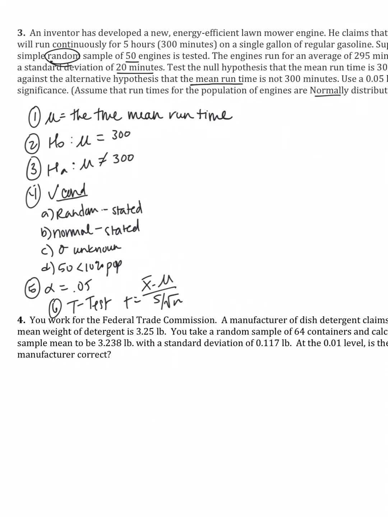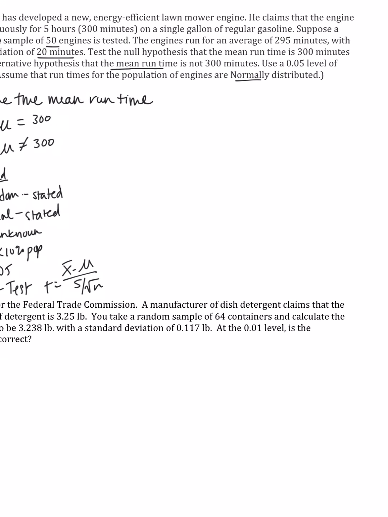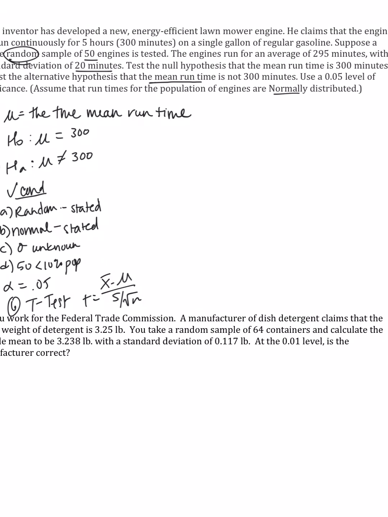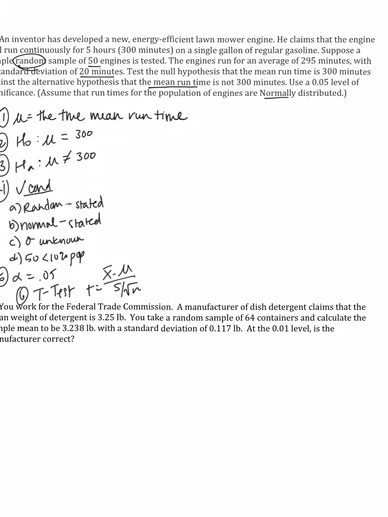All right, for step 7, we have our x bar right here. The engine ran for an average of 295 minutes. That's x bar, with a standard deviation of 20. That's s. So for step 7, t equals x bar 295 minus 300 over 20 divided by the square root of 50. All right, let's see what this equals. And I got negative 1.768.